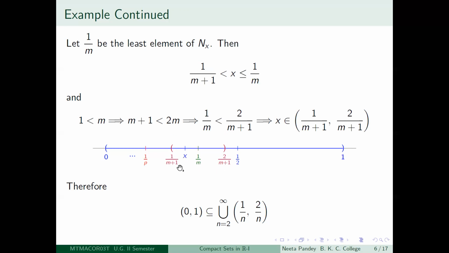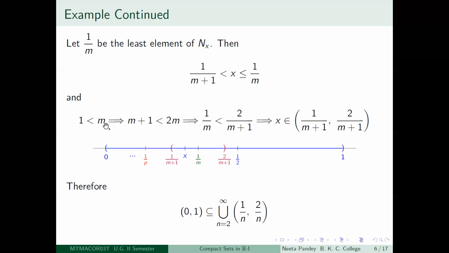So the only thing which is left out is that I want to claim that 2 by m plus 1 is going to be strictly greater than 1 by m. If I can show that, then 2 by m plus 1 is going to be strictly greater than x, and therefore x will lie in this open interval 1 by m plus 1 to 2 by m plus 1. That is our ambition. So let us see.